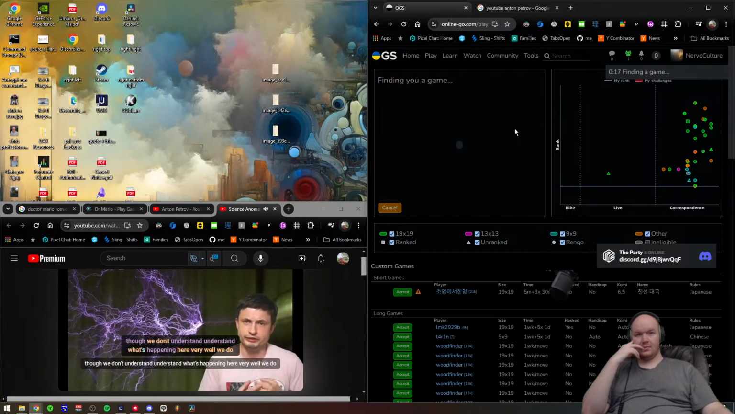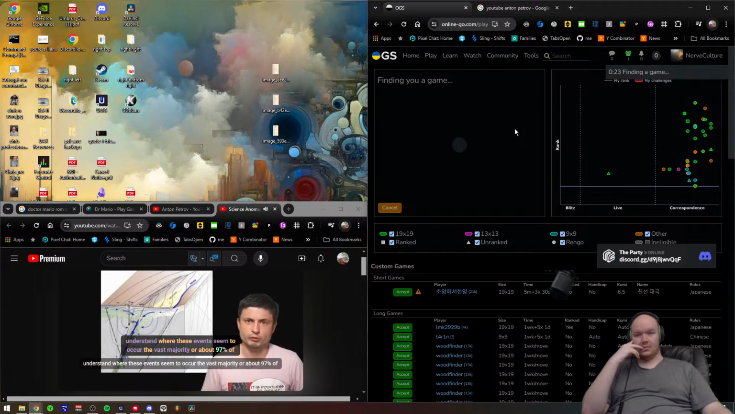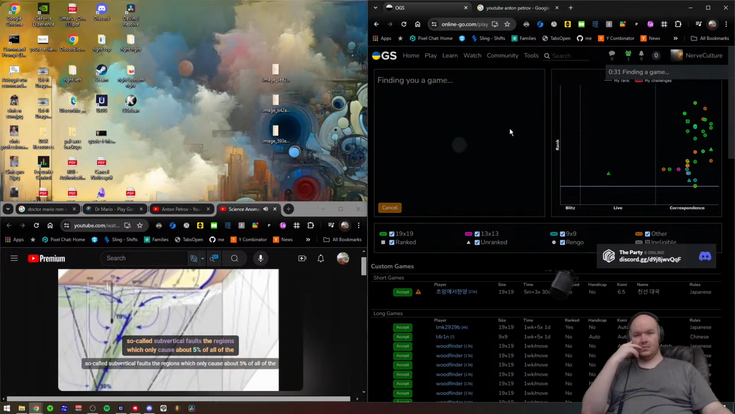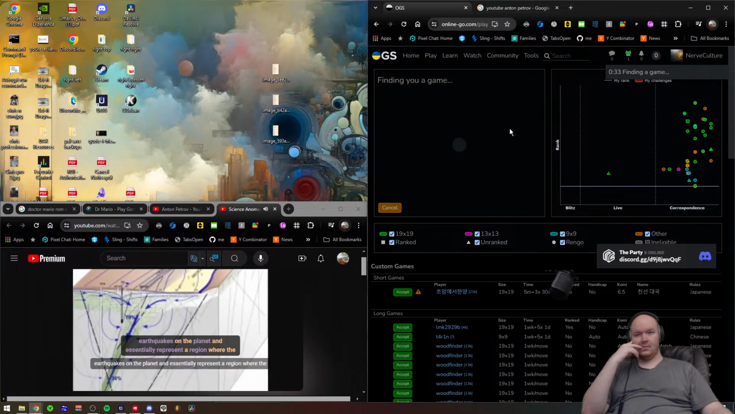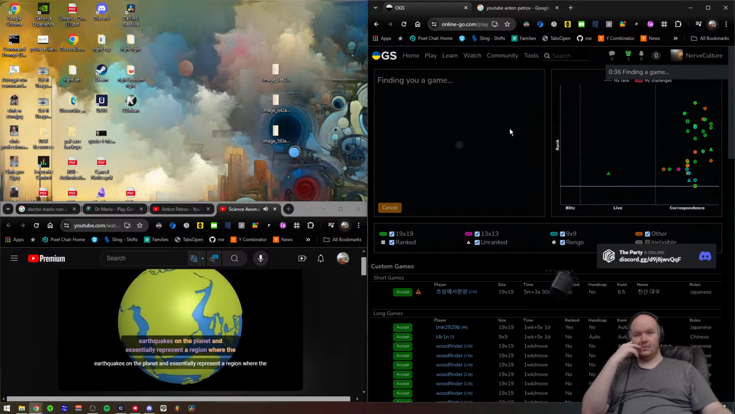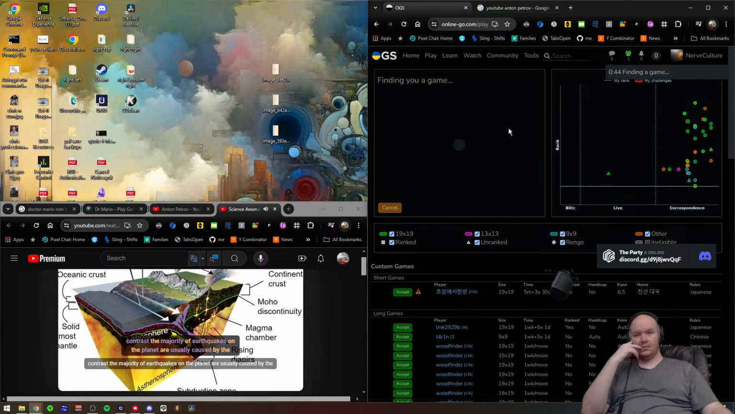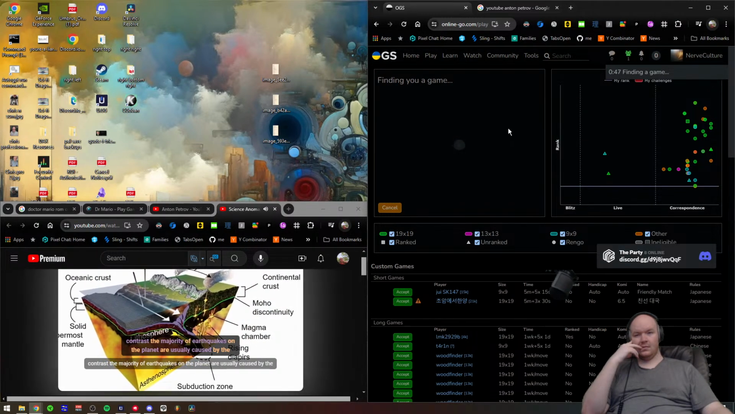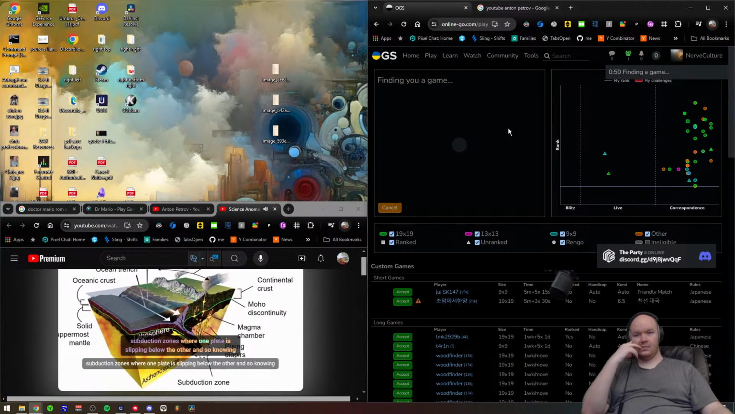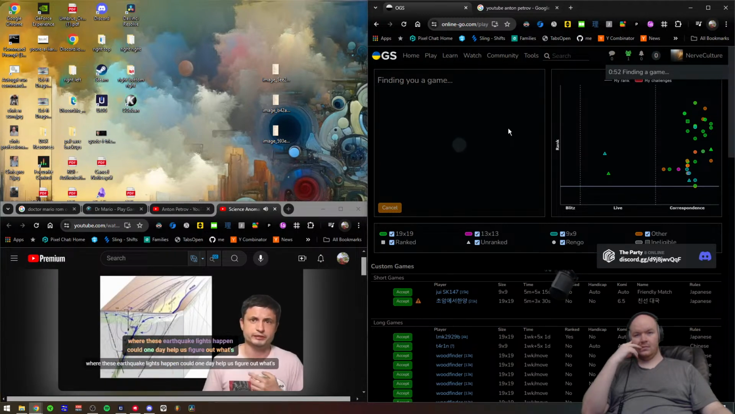But even though we don't understand what's happening here very well, we do understand where these events seem to occur. The vast majority, or about 97% of all of these lights, for the most part have been associated with so-called subvertical faults. The regions which only cause about 5% of all of the earthquakes on the planet, and essentially represent a region where the tectonic plates are stretched and pulled apart, causing various vertical cracks. In contrast, the majority of earthquakes on the planet are usually caused by the subduction zones, where one plate is slipping below the other. And so knowing where these earthquake lights happen could one day help us figure out what's happening here.